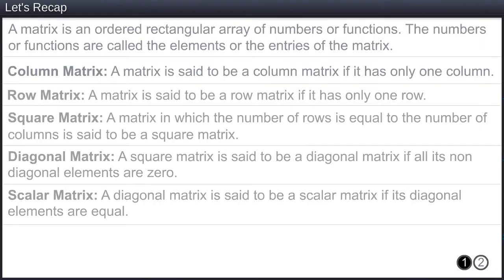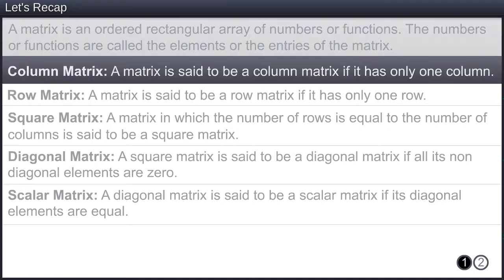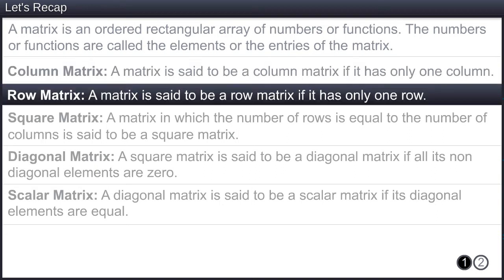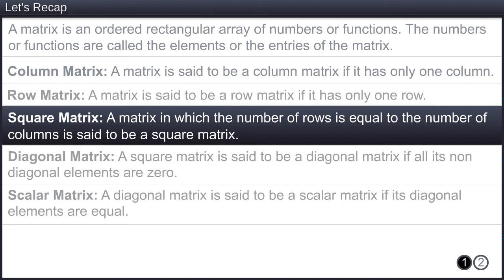In this module, you learnt that a matrix is an ordered rectangular array of numbers or functions. The numbers or functions are called the elements or the entries of the matrix. A matrix is said to be a column matrix if it has only one column. A matrix is said to be a row matrix if it has only one row. A matrix in which the number of rows is equal to the number of columns is said to be a square matrix.